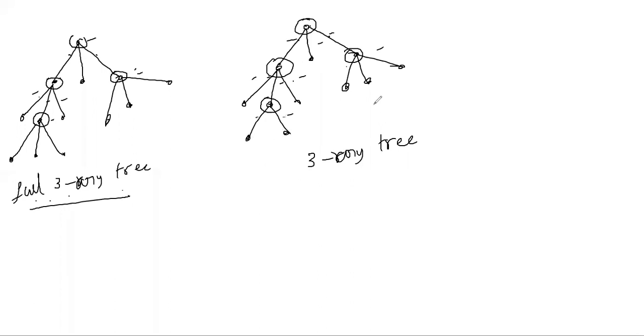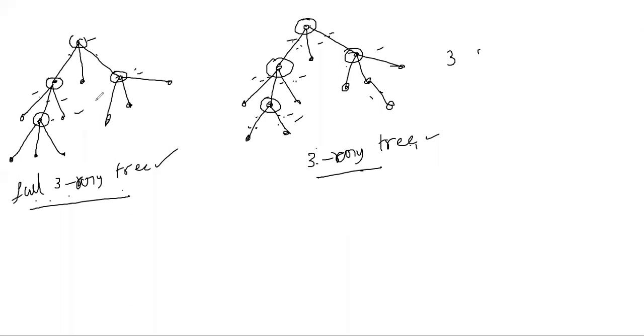Not more than m. Here, not more than three. Three is there, two is there, and here you have one child. This is also called an m array tree. So you try to see the difference between full m array tree and three array tree. Three array tree means not more than m children. Here three children, here three, here two, here one. So the maximum is three children. So this is called a three array tree: three, two, one, but not more than three.